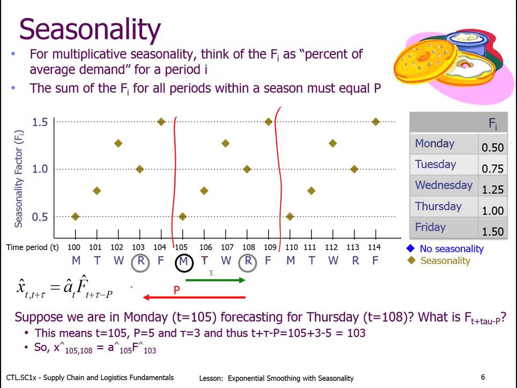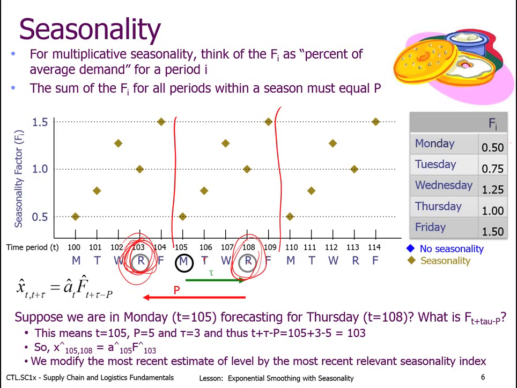So the x hat 105 comma 108, which is the estimated demand made from period 105 for period 108, is going to be the estimated level I made in time period 105 on Monday, times the seasonality index that was last estimated in time period 103, which was the last Thursday. Since I'm forecasting for a Thursday, I want to say, okay, what is the most recent update or estimate of a Thursday seasonality? And that's what I apply.